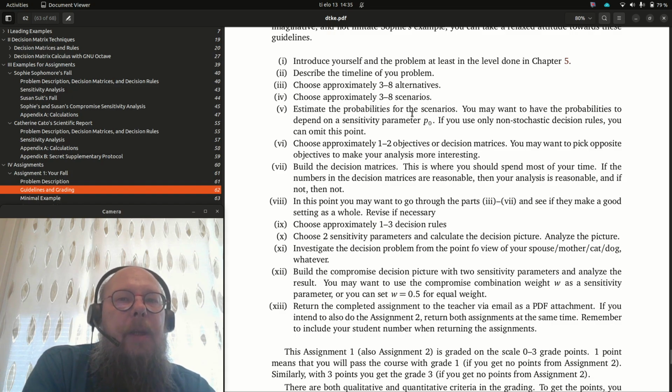Then you should estimate the probabilities of the scenarios if you use a stochastic rule. If you only use non-stochastic rules, then you don't need the probabilities for the scenarios. And it might be a good idea to have the probabilities depend on a sensitivity parameter P0. And the P0 typically is the probability of koala pandemic, but it could be something else also.